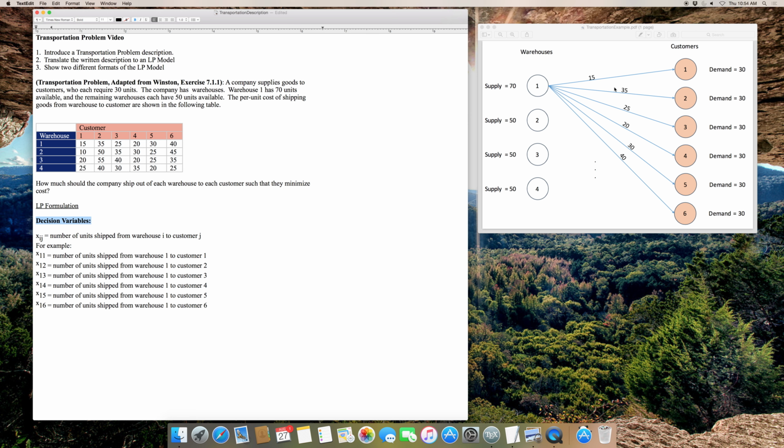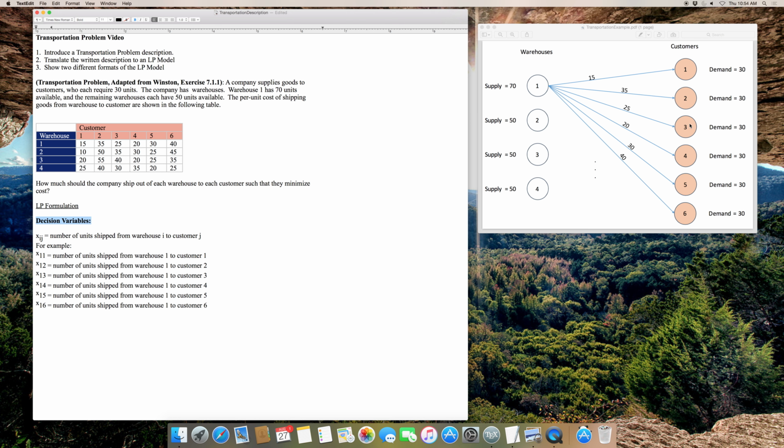And similarly, x12 is the amount shipped from warehouse 1 to customer 2, so on and so forth, all out of warehouse 1. I also have x21, x22, so on and so forth for everything out of warehouse 2, also for out of 3 and out of 4.